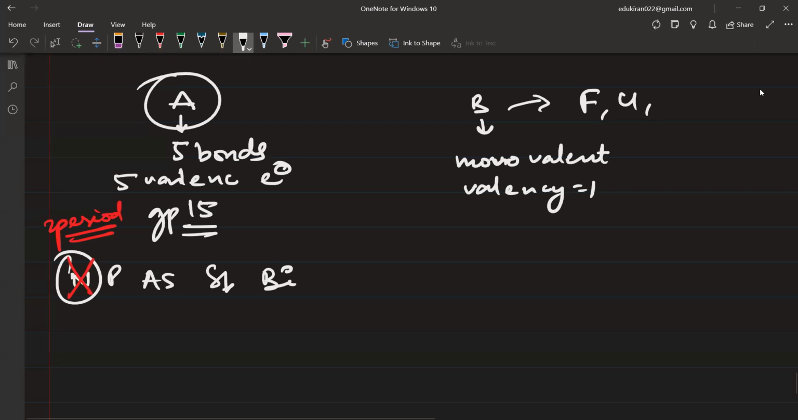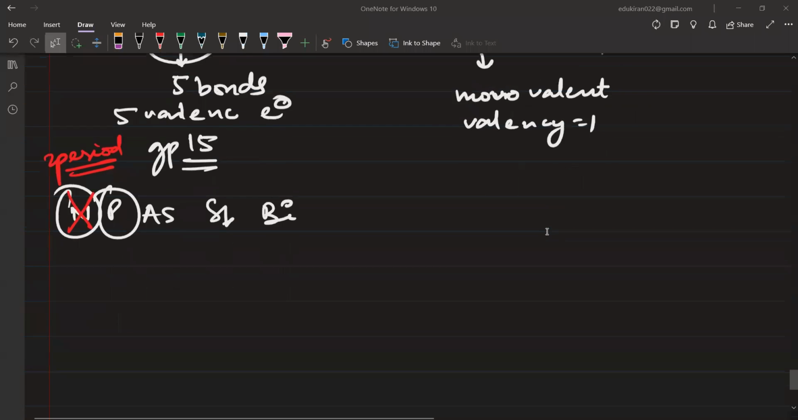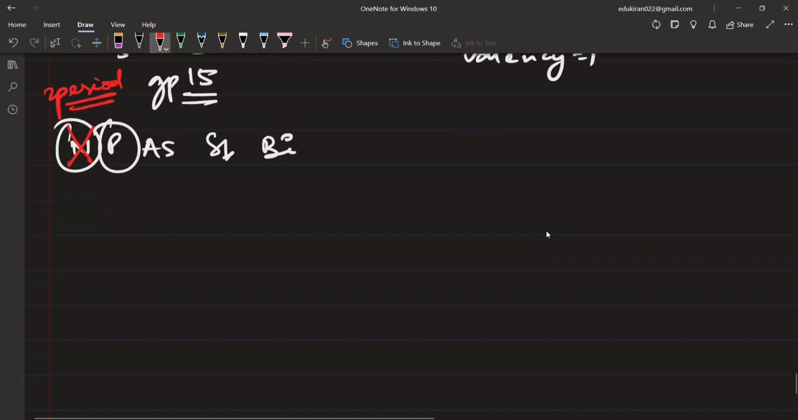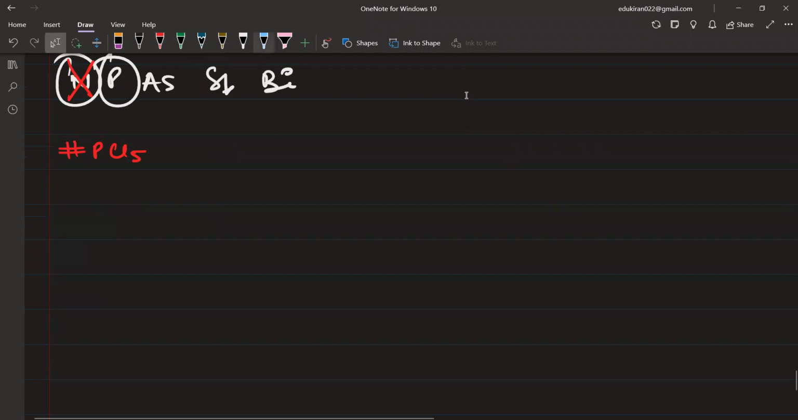So our candidate is going to be phosphorus. Our candidate is going to be what? Phosphorus. Yahan tak likhiye. Now we are going to make PCl5. Formation of PCl5. Okay, so for formation of PCl5, we'll start with the same thing.